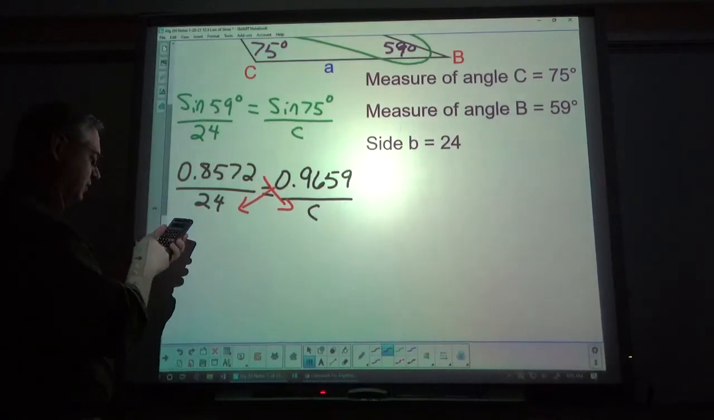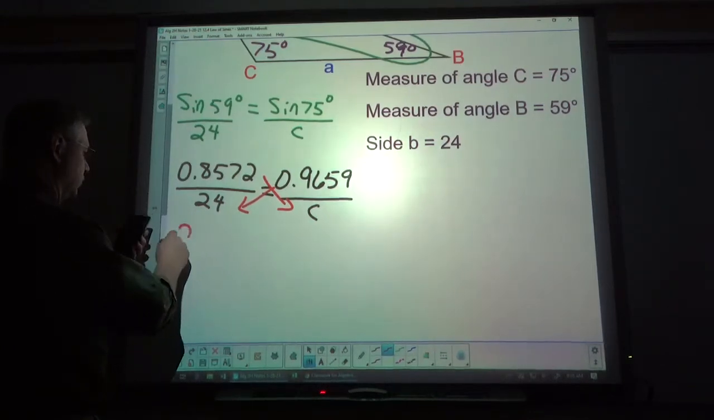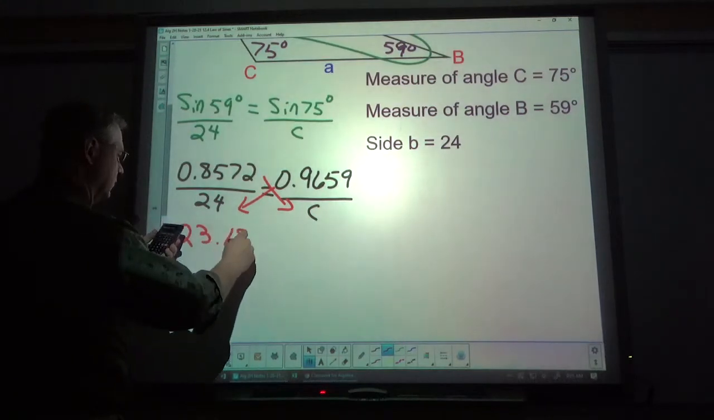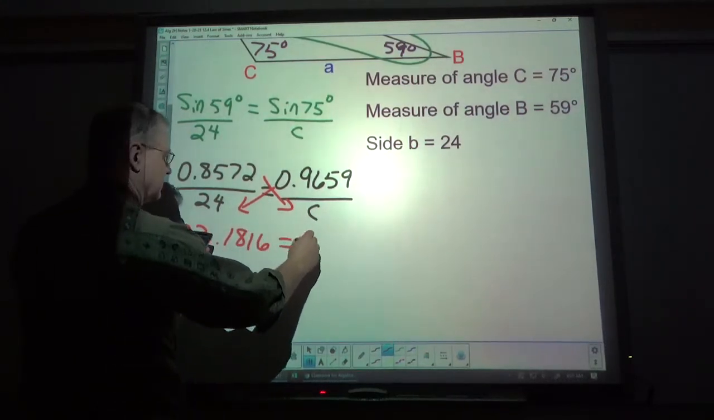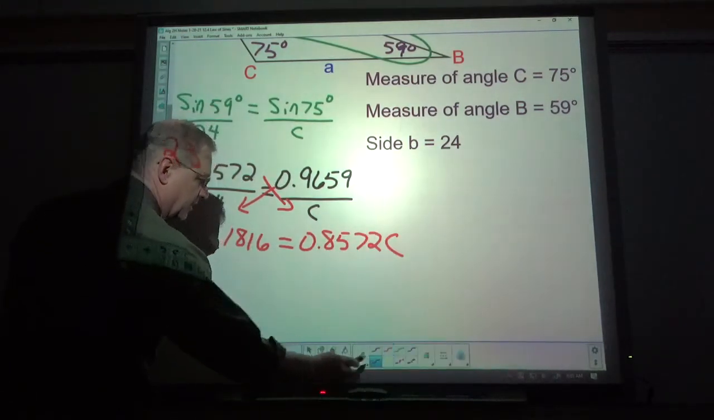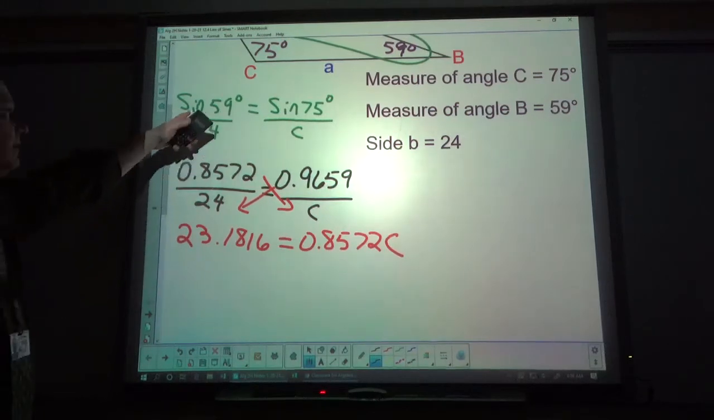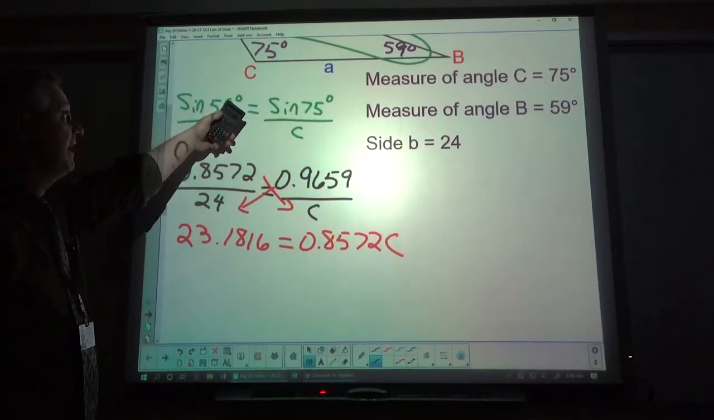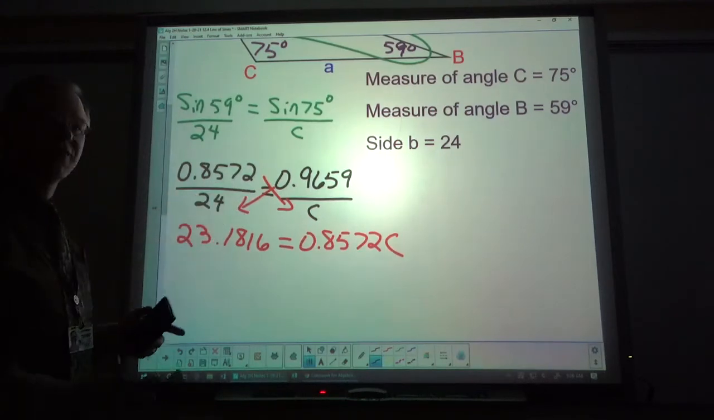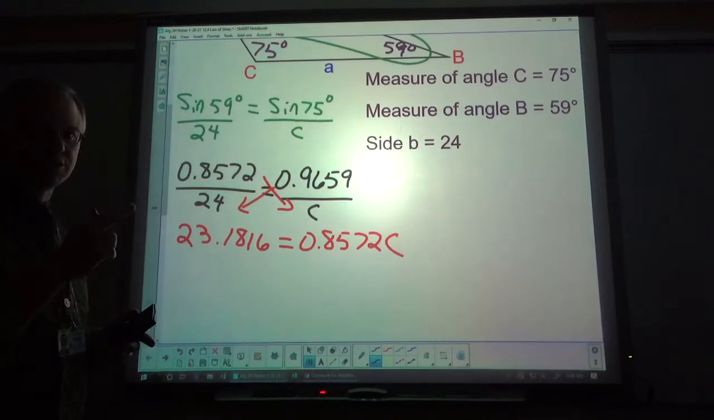So let's see, 0.9659 times 24, 23.1816 equals 0.8572C. Now, when I do this, one of the big things I want to pay attention to is I don't want to round any decimals other than for sine. I'm going to round the value of a sine to 4 decimals, and I'm going to round the final answers, sides 2 places, only the final answer, side 2 places, angles 1 place.